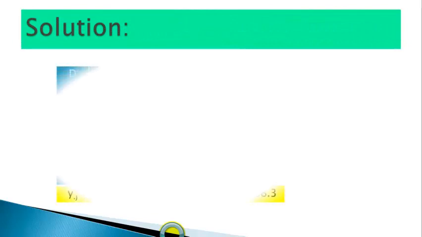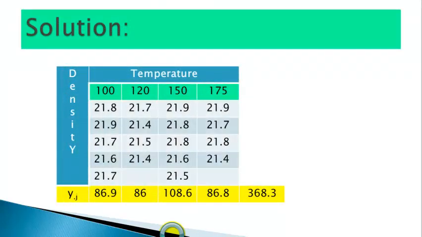Solution. Let us reproduce our data and put the temperature column-wise. That's the treatment: treatment 1, treatment 2, treatment 3, treatment 4. And these are the observations under treatment 1. The total of observations under treatment 1 is 86.9. The total here is 86. The total here is 108.6. And the total here is 86.8. The grand total, that is the sum of all these, is 368.3.